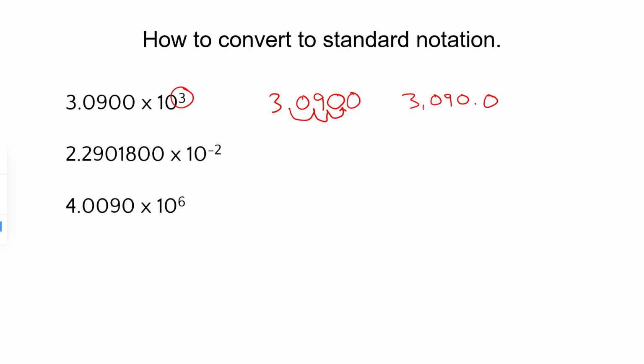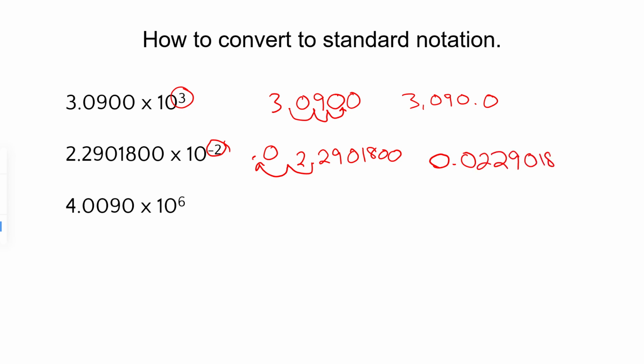For this one, we have a -2, which means we're going to have to make this number smaller. So when we write out this number, 2.290180, we're going to move this decimal 1, 2 places to make it a smaller number because it's a negative exponent. And our final answer is 0.02290018, and then we can add those zeros.